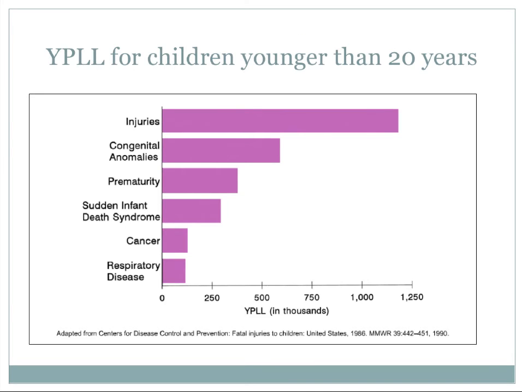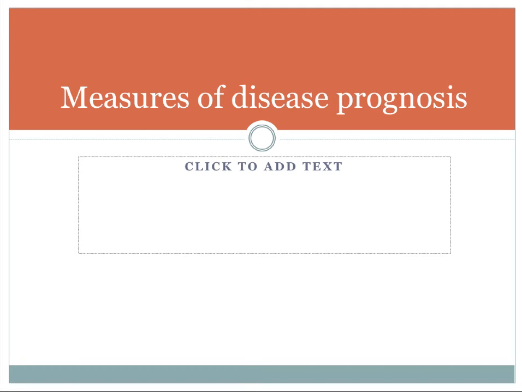This figure shows years of potential life lost before age 65 for children and adults younger than 20 years of age. We see that the YPLL from injuries exceeds the effect of YPLL from congenital malformations and prematurity combined. Thus, if we want to have an impact in children and young adults, we need to look at the causes and address them. It seems that more than half are from injuries in this case, as you can see here.